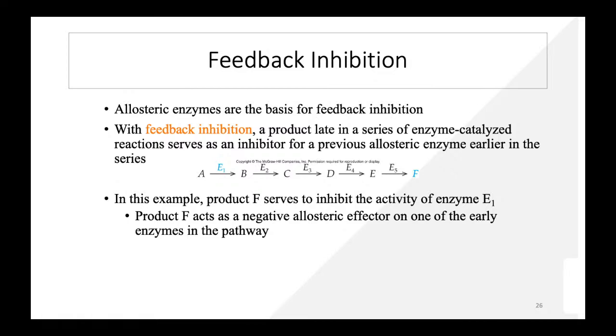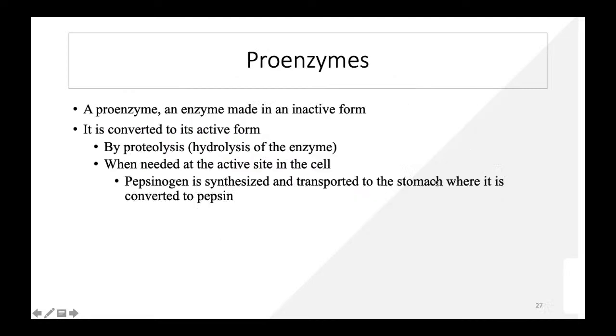Further, in feedback inhibition, allosteric enzymes are the basis for feedback inhibition. With feedback inhibition, a product late in a series of enzyme-catalyzed reactions serves as an inhibitor for allosteric enzymes earlier in the series. So you have A, B, C, D, E, F. F could attach to the allosteric site of E, which will not let it be active, and no substrate like B could attach to it, so no reaction will take place. So F serves to inhibit the activity of E1. F acts as a negative allosteric effector.